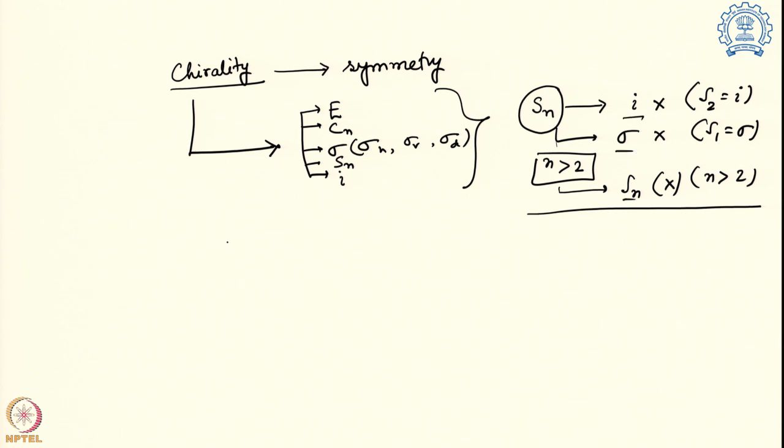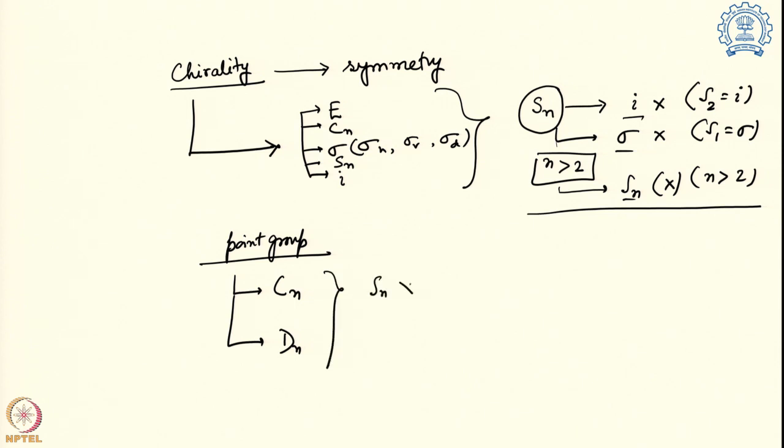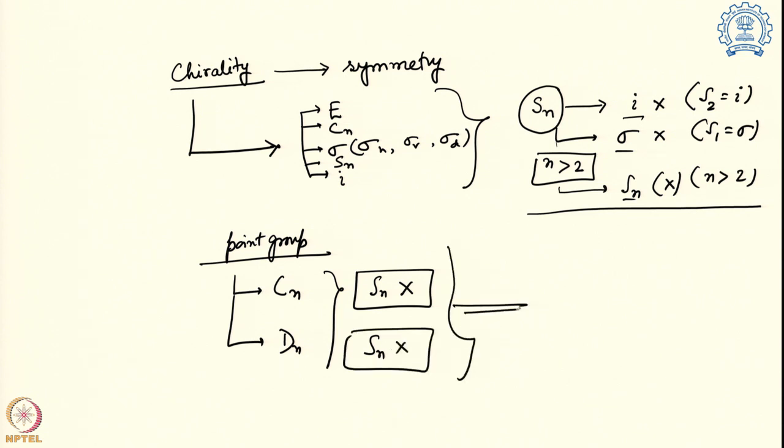Then, if we go to the point group definition and figure out the point group of the molecule, we find that if my molecule belongs to the Cn or Dn point group, these 2 point groups do not contain any SN symmetry element. So, obviously, these 2 point groups belong to chiral molecules.